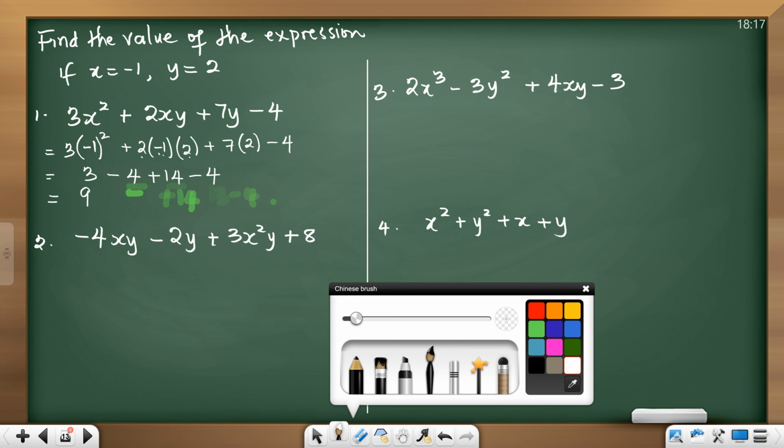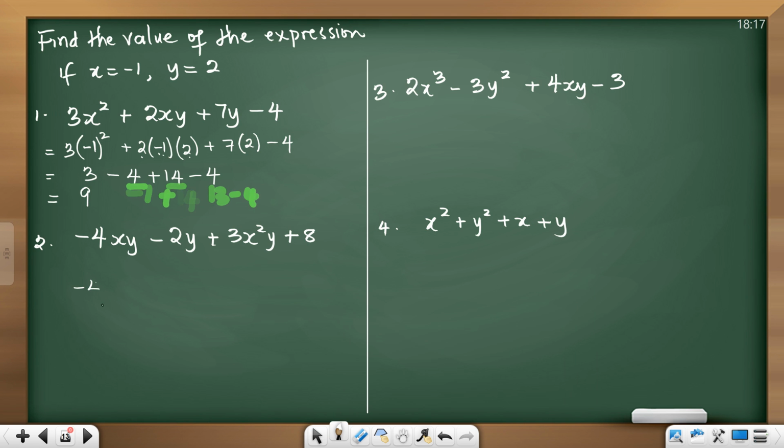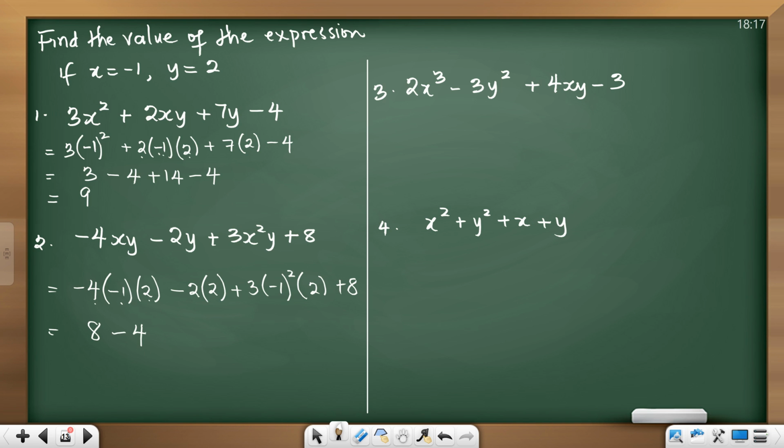Okay, let's run. What about this? Negative 4. My x is negative 1. My y is 2. What is my y value here? 2. What is my x? Negative 1. Don't forget it's squared. My y value is 2 plus 8. Negative times negative would give me a positive. 4 times 1, 4 times 2 would give me 8. Minus 4, because 2 times 2, and there's a negative.